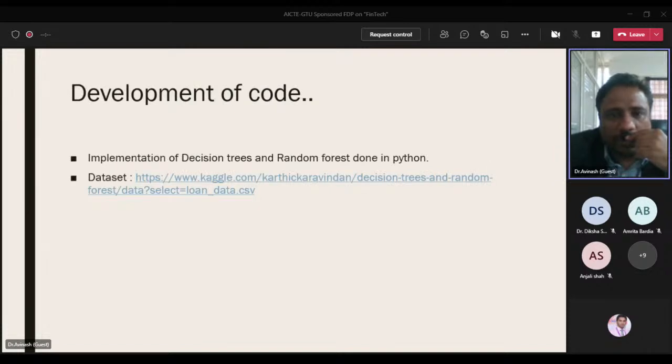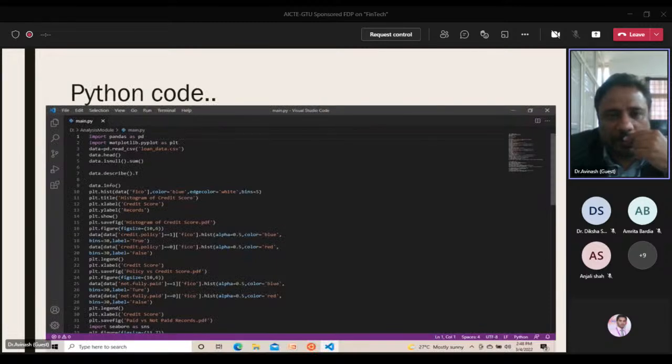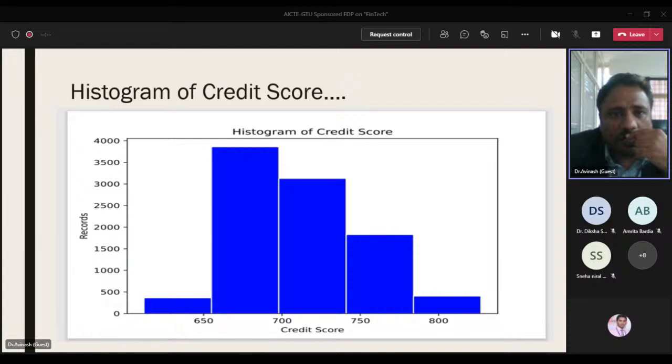For this, you can take the data set from Kaggle, or if you have a data set of a particular bank or a particular company, then you can also take that financial source data set. You can use Python for developing your model. This is a Python code which has been shown here. This is how the credit score can be calculated based on the Python code.